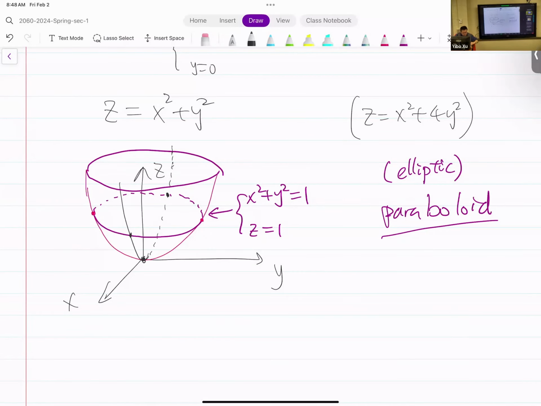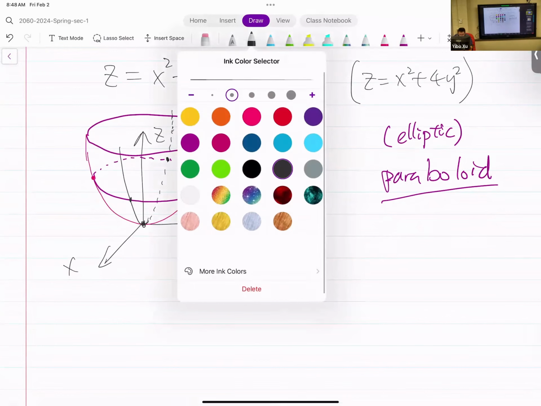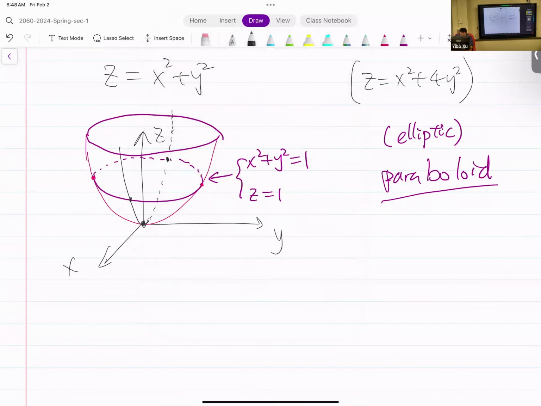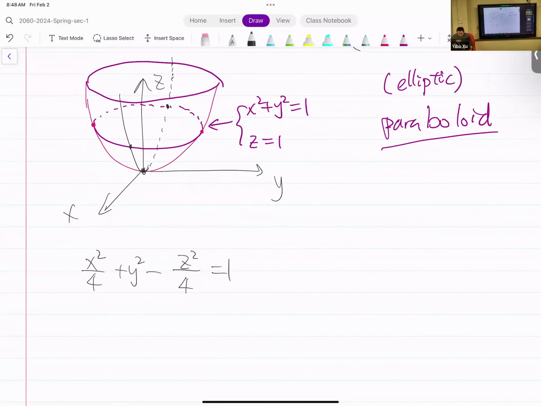Actually, let me see. We have two more figures to go. So here, let's do x squared over 4 plus y squared minus z squared over 4 equals 1. If you're looking at this one, what do you see?